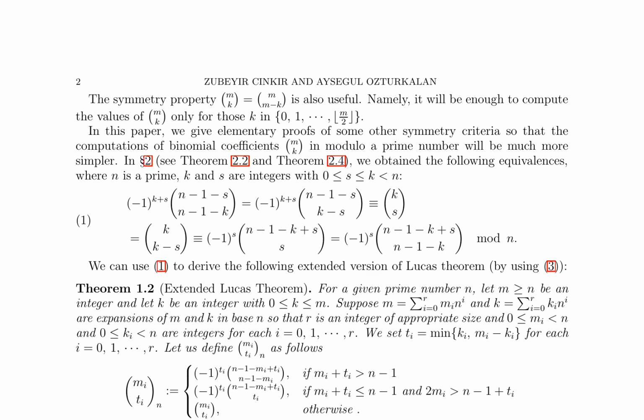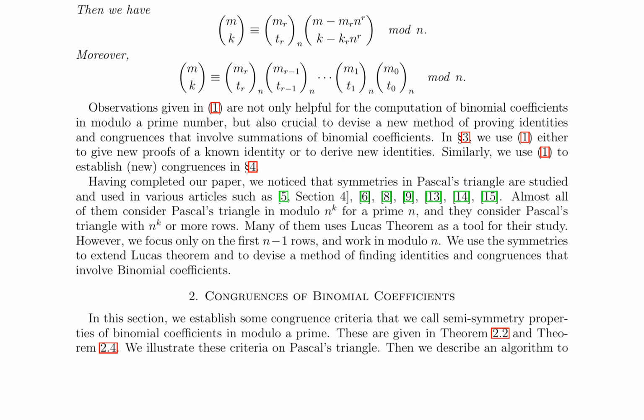In this section, the authors present a novel approach to computing binomial coefficients modulo a prime number, leveraging the symmetry property of Pascal's triangle. They introduce an extended version of Lucas's theorem, which allows for more efficient computation of binomial coefficients. The key insight is that the computation can be reduced to computing values only for k in 0, 1, ..., m/2, due to the symmetry property.